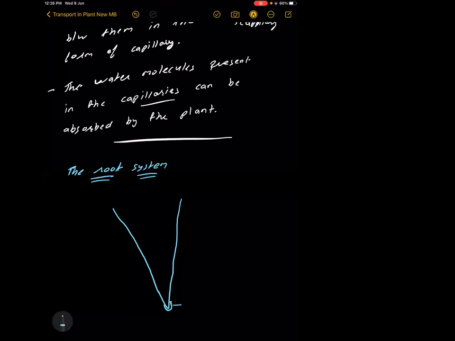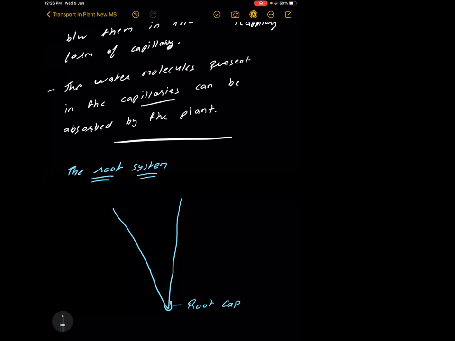I will show only the diagram here. It is not much important. So a root cap is there. This is the last part, the terminal part, the topmost part or lowest apex. It is called the root cap. This is the protective tissue actually.